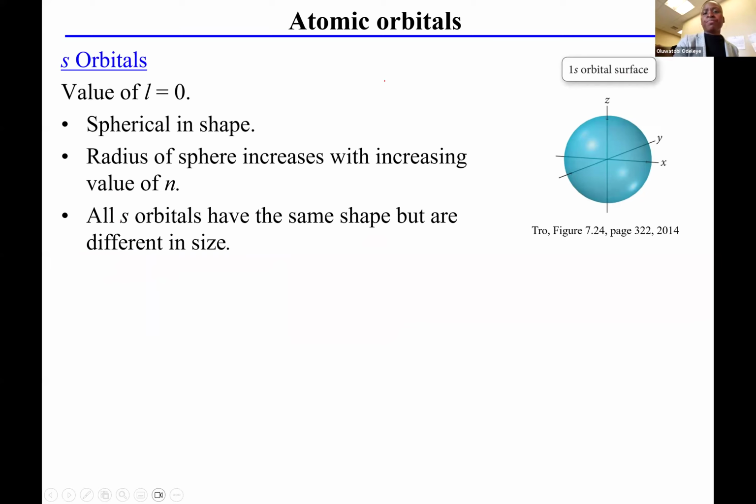So remember, if L is 0, 1, 2, 3, 4, it's s, p, d, f. Technically 4 is g, but we don't talk too much about those. But these have specific shapes. If L is 0, it's the s orbital, and it's spherical in shape. The sphere is going to get bigger with bigger n values. So for example, 4s is going to be bigger than 1s. They're all spherical, but they're going to be different in size based on the energy levels they're at.